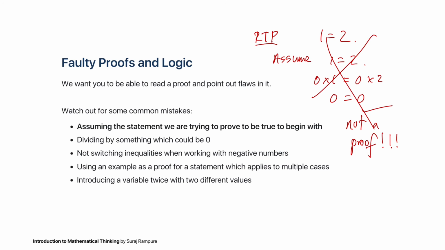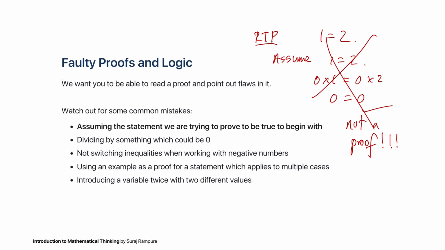Not good. Another common mistake that happens, and we'll look at an example of this on the next slide, is dividing by something that could be 0. Even if there's a possibility that some number is equal to 0, you can't divide by it. Okay? You have to consider these cases separately.